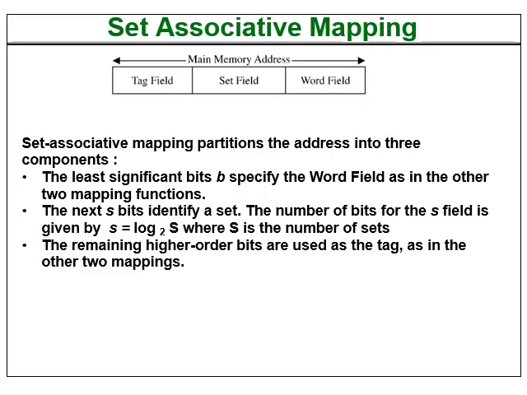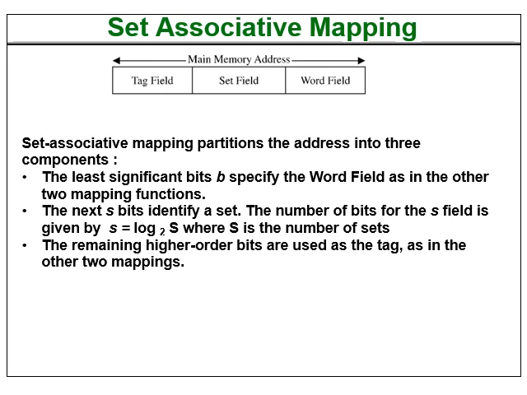Right? So in case of set associative mapping, the main memory address is divided into 3 parts. First is obviously the word field, which is the same: log base 2 of B, where B is the number of words in the block. Then we have the set field, calculated as log base 2 of S, where S is the number of sets. And the remaining bits are called the tag field.